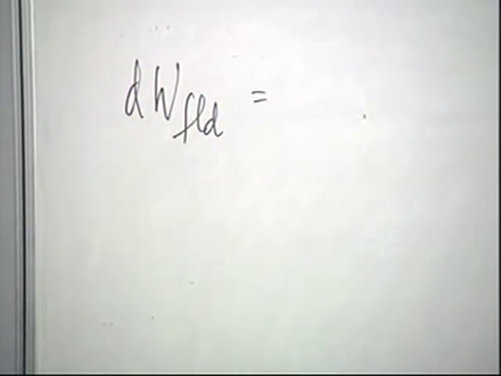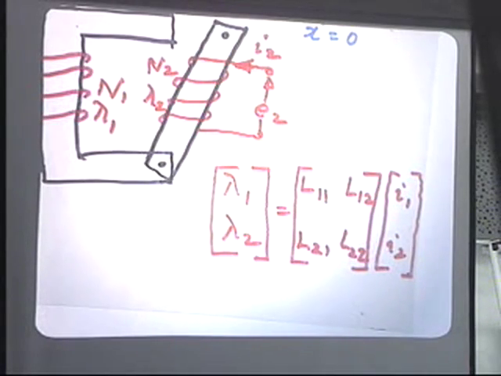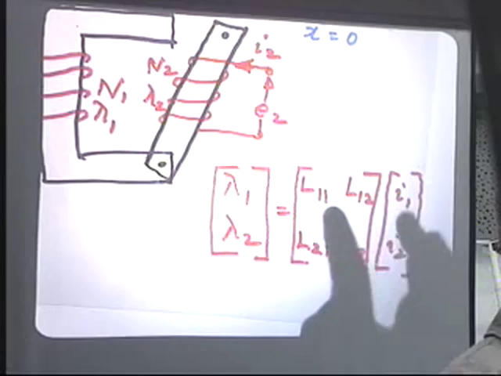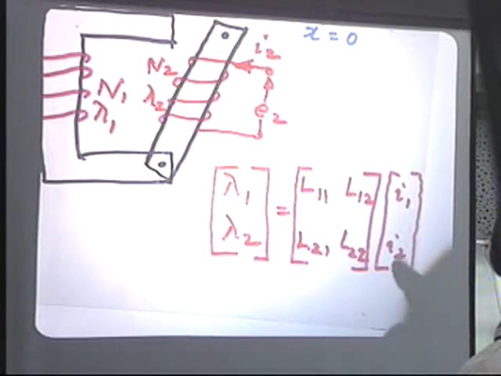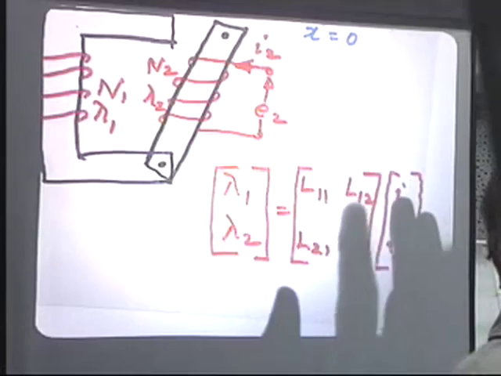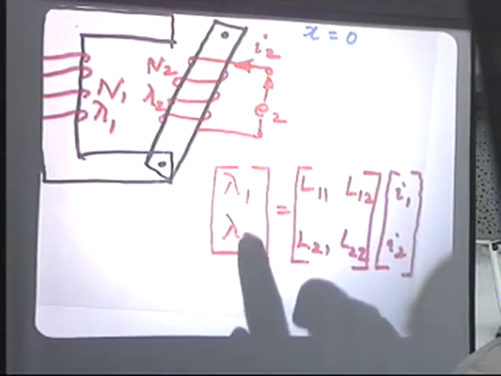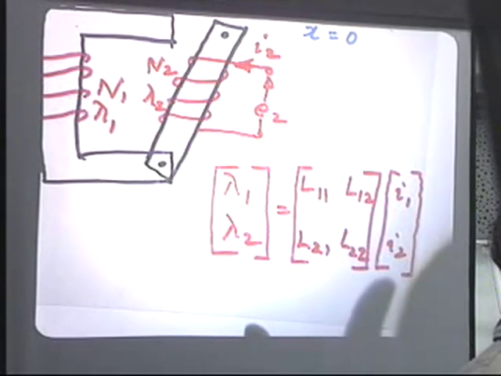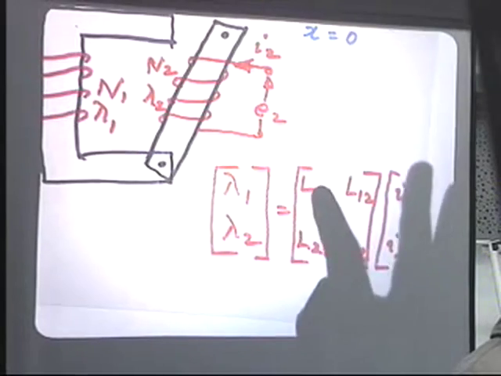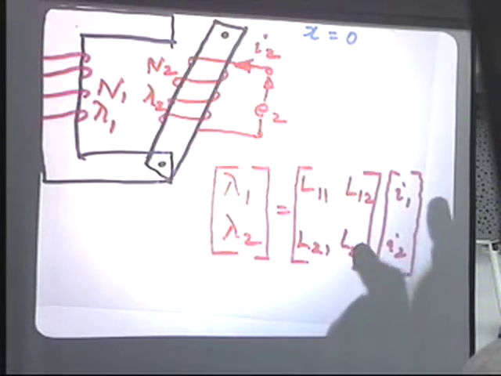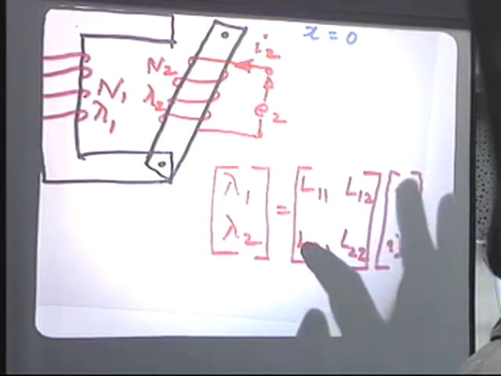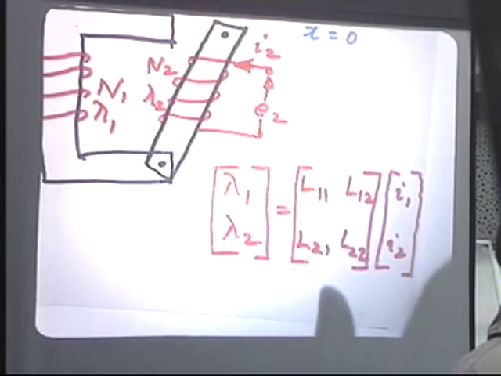Is this clear? This is inductance, self and mutual inductance. By definition, lambda 1, lambda 2 is L11 I1 plus L12 I2. Inductance is equal to flux linkage per current, so flux linkage is inductance into currents. Now lambda 1, lambda 2 we can represent in terms of this matrix. The diagonal elements L11, L22 are the self inductances, and the non-diagonal elements are the mutual inductance between the respective windings.